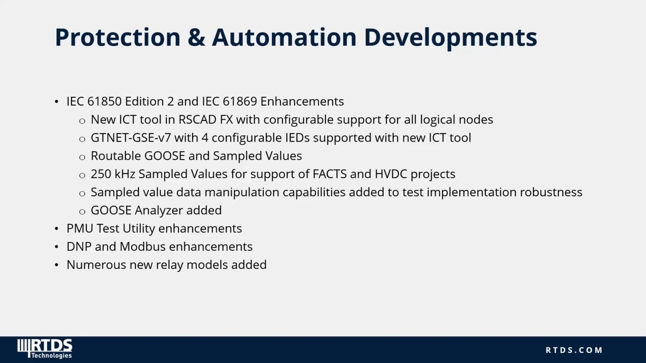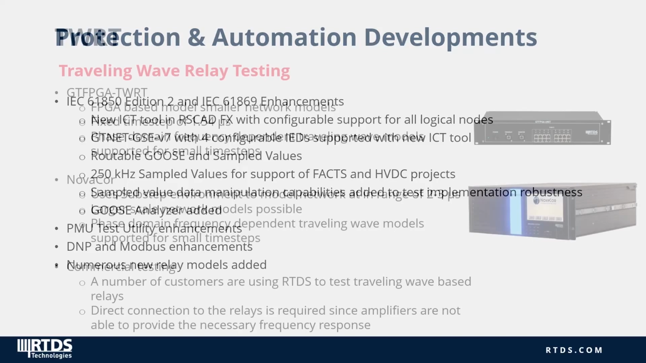A functionality for 250 kHz sampled value output was added for support of FACTS and HVDC projects. Additionally, a sampled value data manipulation feature was added to enhance the testing of IEC 61850 compliant devices. Enhancements were also made to the PMU test utility as well as to the DNP and Modbus firmwares, plus numerous relay models were added to the component library.